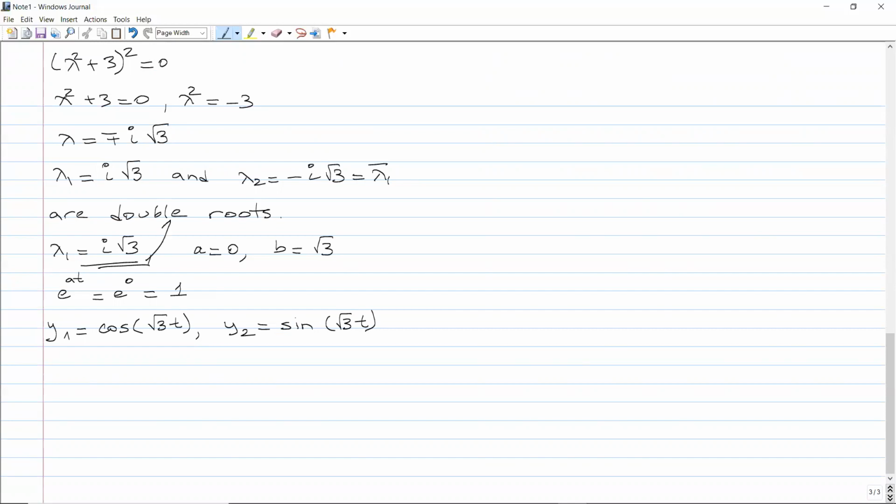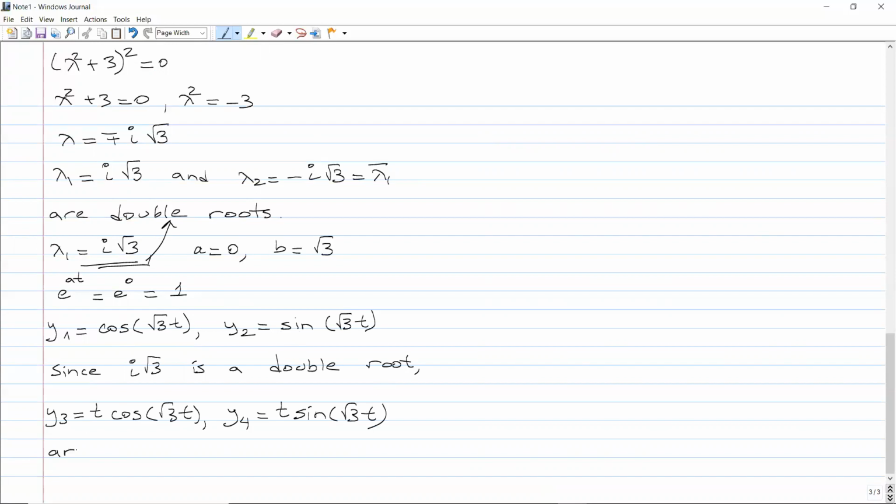But remember, it is a double root. Since i times root 3 is a double root, we have the third solution. We multiply the first solution by t: y3 is t times cosine of root 3 t. And y4, I multiply the second solution, y2, with t. These are also solutions.